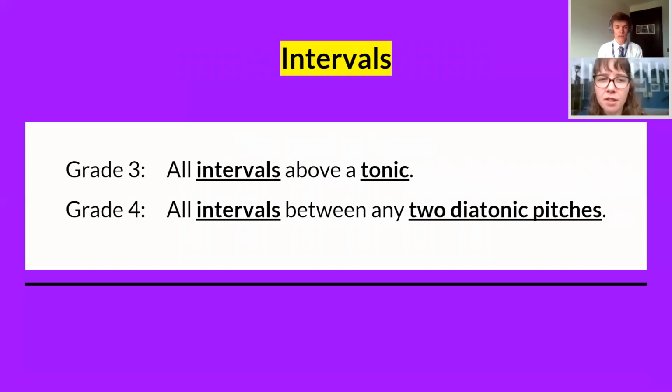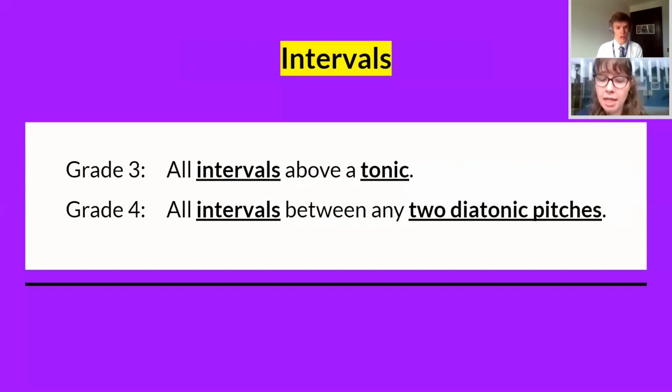So now we have intervals. For grade 3, you need to know all the intervals above a tonic. That means the interval will be linked to the key signature given at the beginning of our exercise. So the tonic is the first note of a scale. So in C major, the tonic is C, and it's any note above it which will be counted from that C. So remember, in intervals, the bottom note is always 1, and then we count up from there.